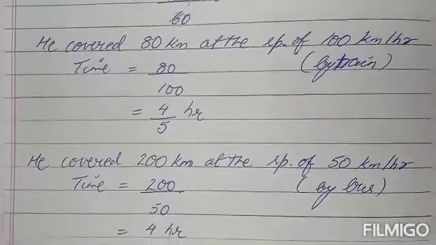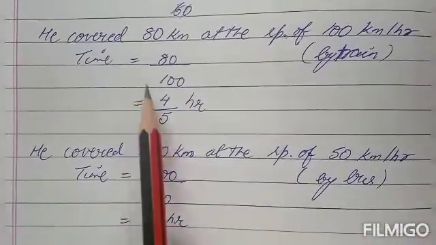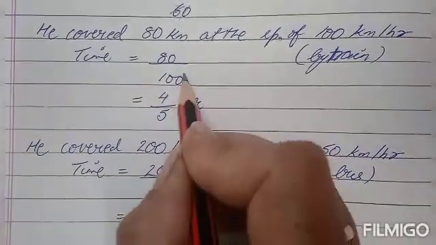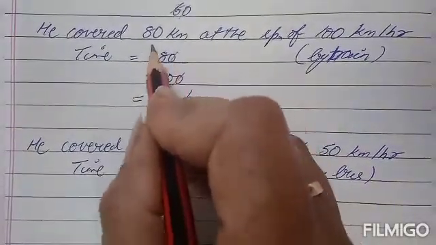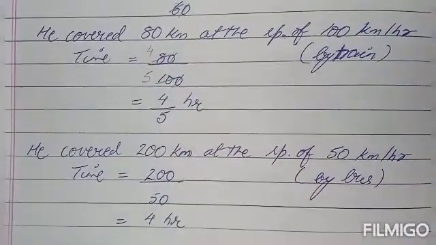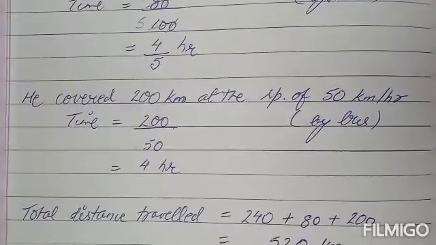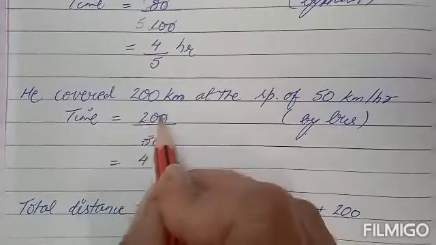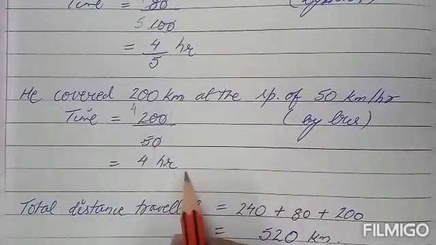That is by train. Once again, the formula of time, 80 upon 100. Now this time, the 0 can be cancelled, and 2 fours are 8 and 2 fives are 10. So 4 upon 5 hours. Same way you have to calculate for the last one. That is 200 upon 50, and how many times is that? 4 times. So 4 hours once again.